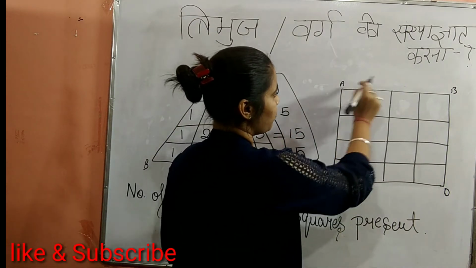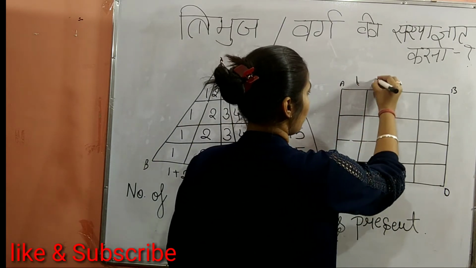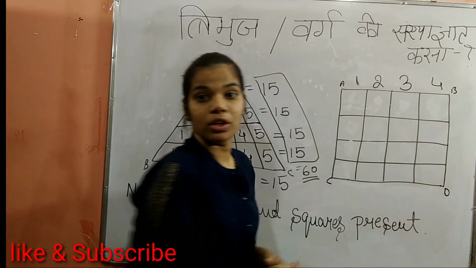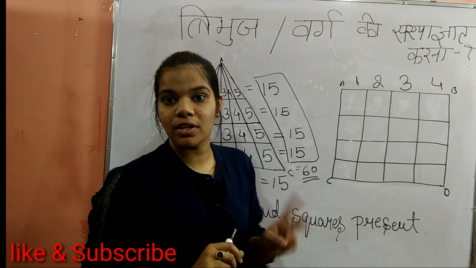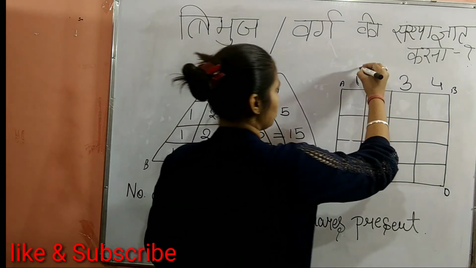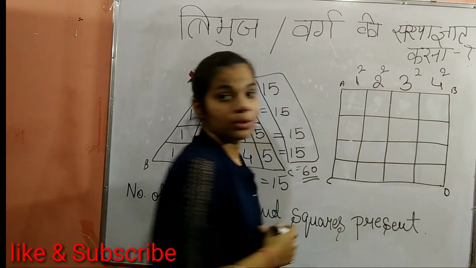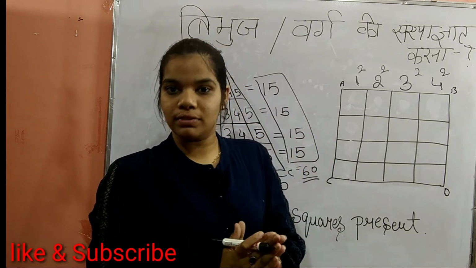Here at this first block, number 1. The second block, number 2. The third block, number 3. And the fourth block, number 4. Now what was the second step? To give the powers of 2. Let's give 2, 2, 2 and 2. The third step, you have to solve the powers.